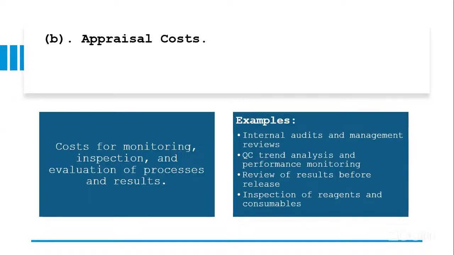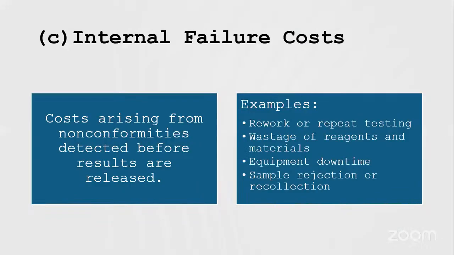That is something we call the appraisal costs that come around monitoring, inspection, and evaluation of the processes and results. And number three, we have what we call internal failure costs. These are costs arising from nonconformities detected before results are released.